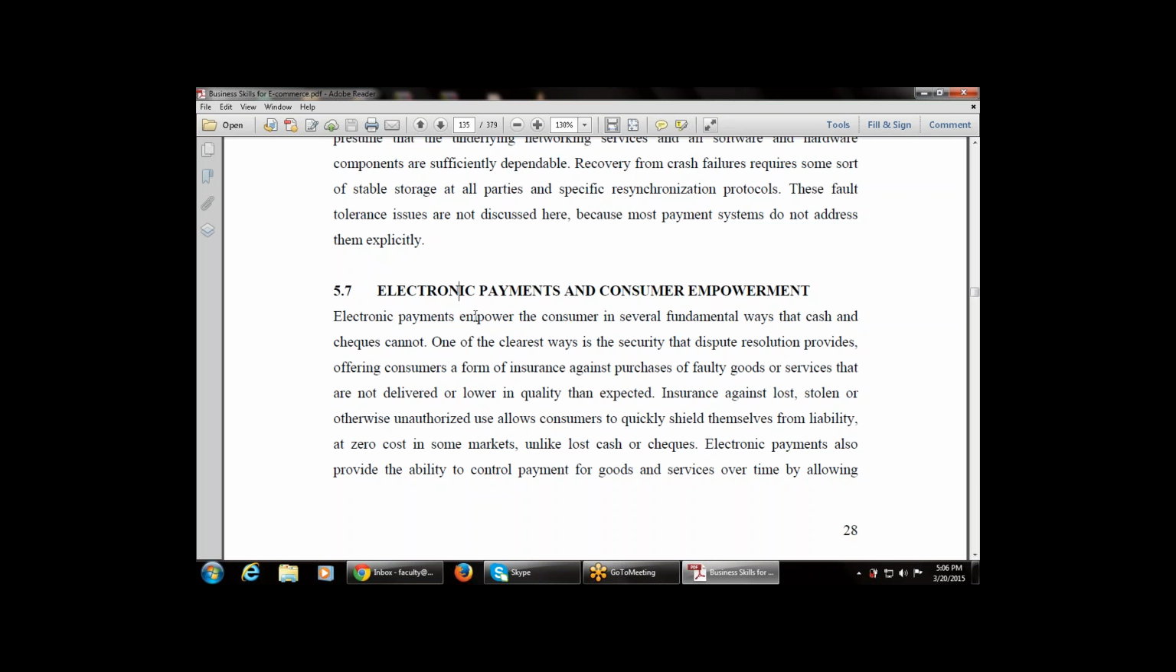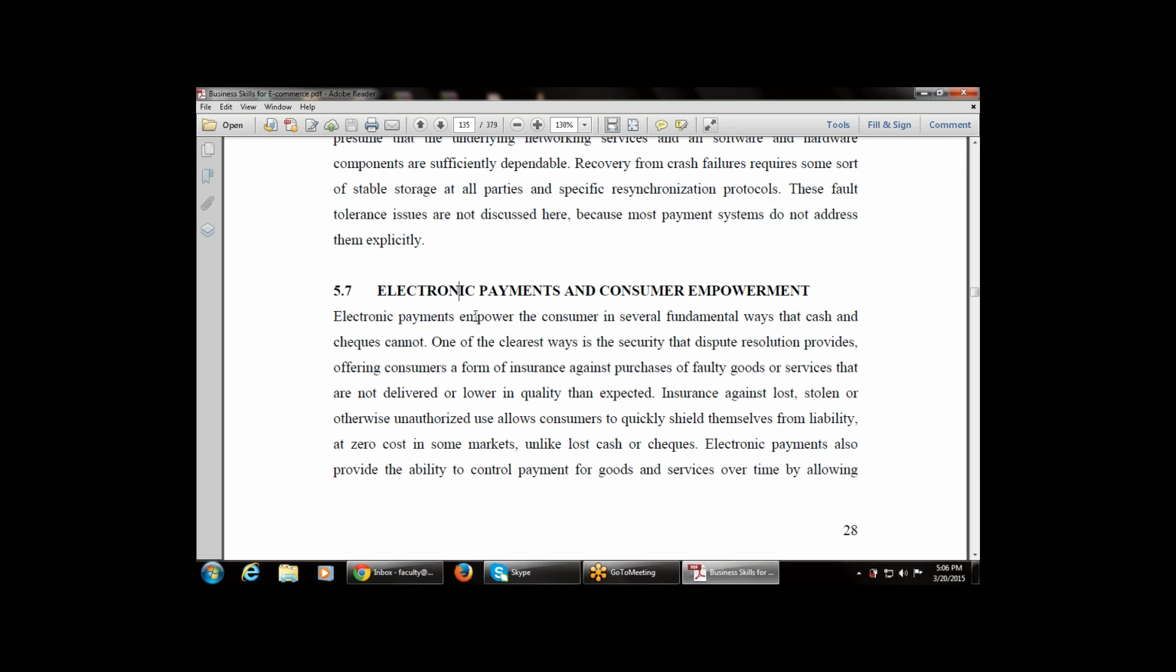Insurance against lost, stolen, or otherwise unauthorized use allows consumers to quickly shield themselves from liability at zero cost in some markets, unlike lost cash or checks. E-payment also provides the ability to control the payment for goods and services over time. Controlling payment means making payments whenever it is necessary.